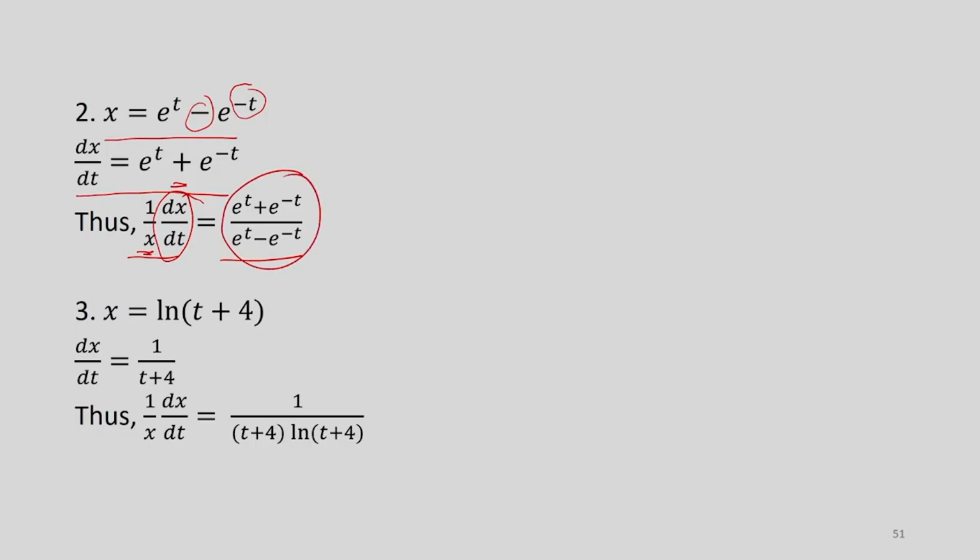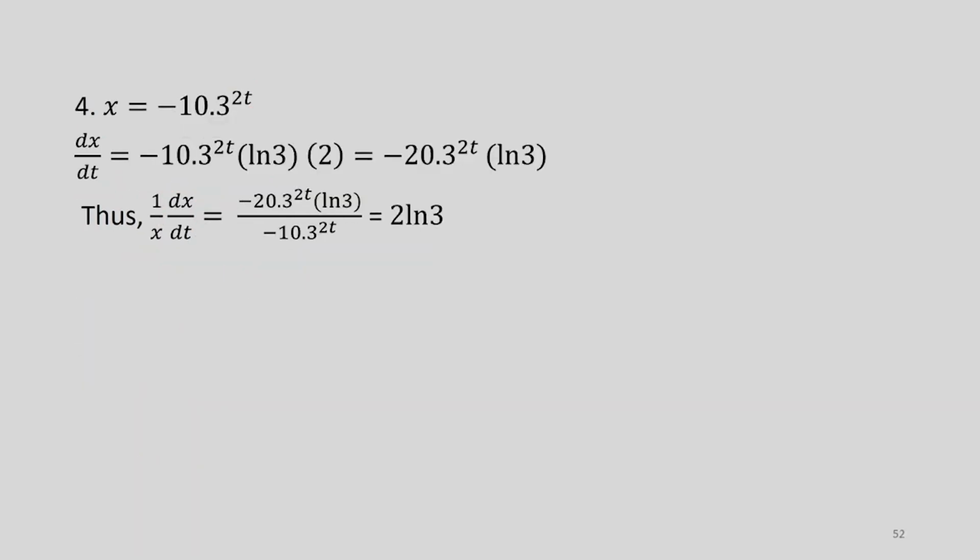The third problem, x equal to log of t plus 4. First again I find dx/dt, it is 1 divided by t plus 4. So 1 divided by x multiplied by dx/dt will be 1 divided by t plus 4, divided by log of t plus 4, because log of t plus 4 is equal to x. So this is what we are going to get.